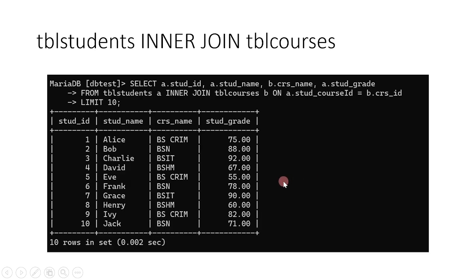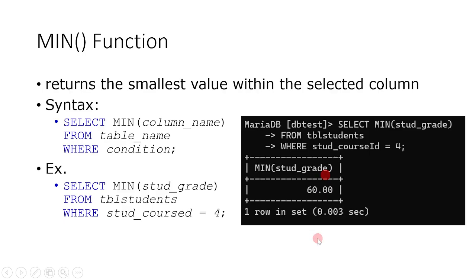And if we are going to display the students with their courses, I know you're familiar with the inner join. Again, I have limited it to only 10, so we could see here the names of the students, their courses and their grades. The first aggregate function that we're going to have is the min function.